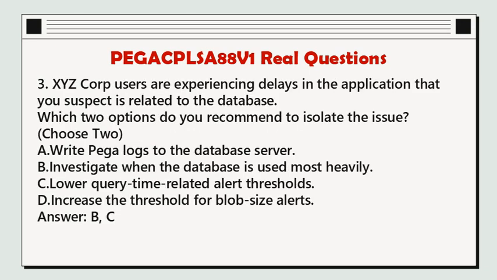3. XYZ Corp users are experiencing delays in the application that you suspect is related to the database. Which two options do you recommend to isolate the issue? Choose 2. A. Write Pega logs to the database server. B. Investigate when the database is used most heavily. C. Lower query time related alert thresholds. D. Increase the threshold for blob size alerts. Answer: B, C.